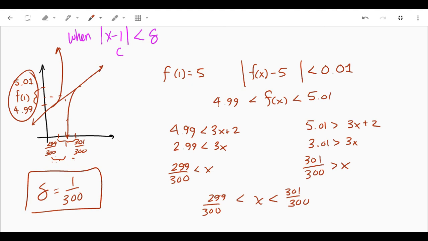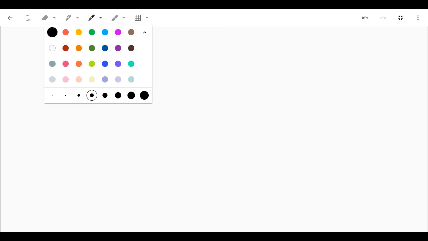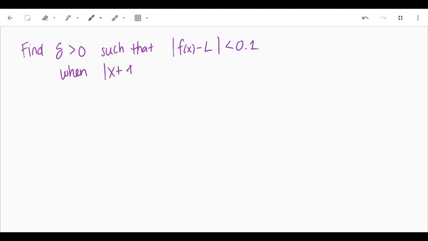Let's do another one, just so again you can kind of see that setup. We are going to find, again, delta. Sometimes it says delta greater than 0. Such that the absolute value of f of x minus L is less than 0.1 when the absolute value of x plus 4 is less than delta. So again, they give you your function.